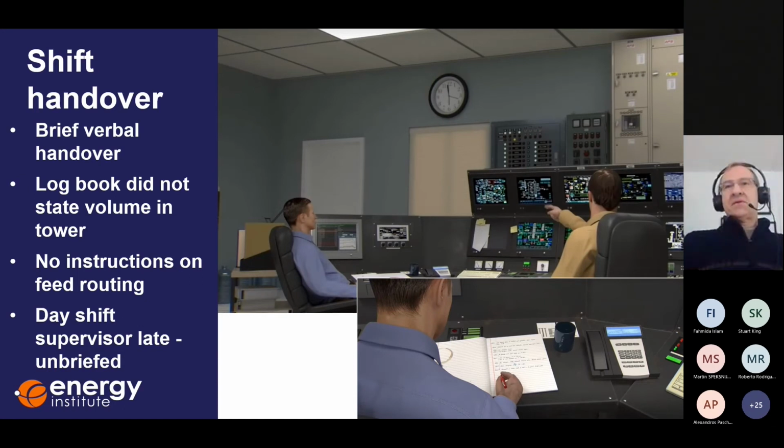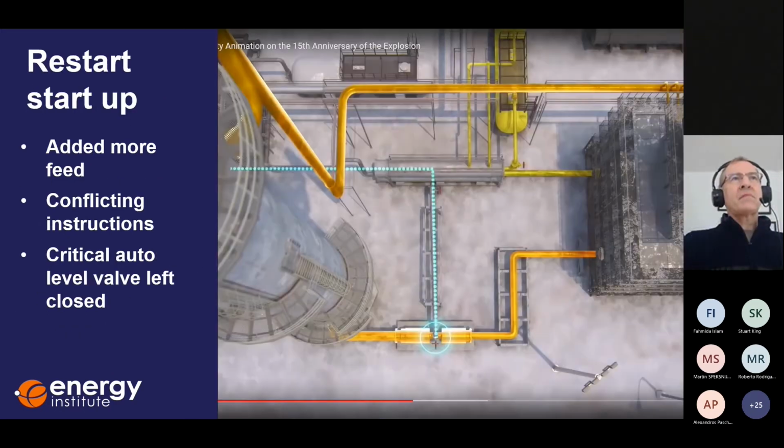The day shift supervisor arrived late and was not briefed at all. So the day shift, unaware of the level, poor instructions. So they restarted and carried on with the filling up the tower. They left an auto level valve closed, which is shown here with the little blue line encircled. Of course, the auto level valve was closed, it meant product was not exiting the tower. So they're filling it, but there's no balancing going on. So the tower continued to fill higher and higher. Remember, the level gauge stopped at 9 foot.